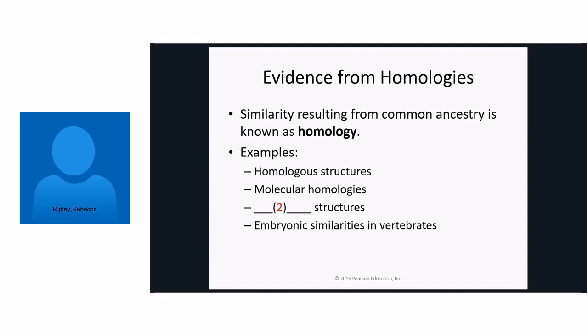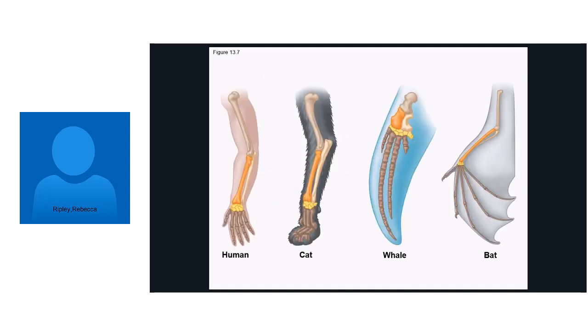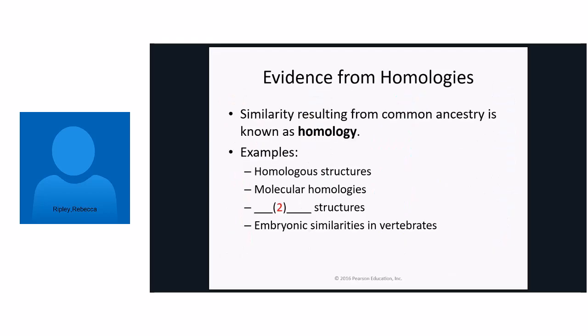And on page 251 in your book, there's an example. I might have it here on the slide too, of these long bones. So this long bone in our arm, the radial bone, is very similar to this longer bone in the cat's leg. And it's also similar, although changed some, in the whale and also in the bat. So those are homologous structures. It shows that we descended from a similar animal if you go back far enough, but there are some modifications happening based on the needs of that organism.